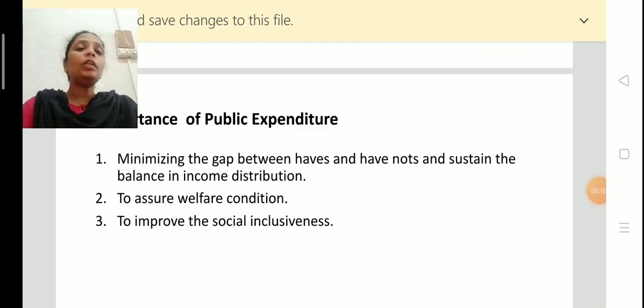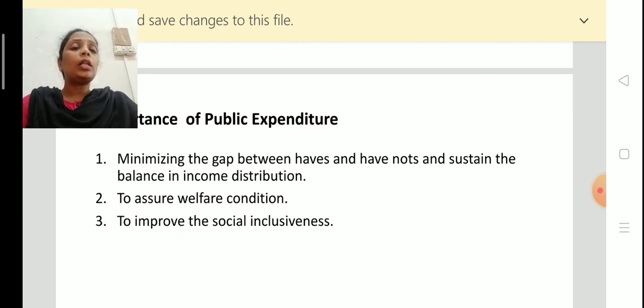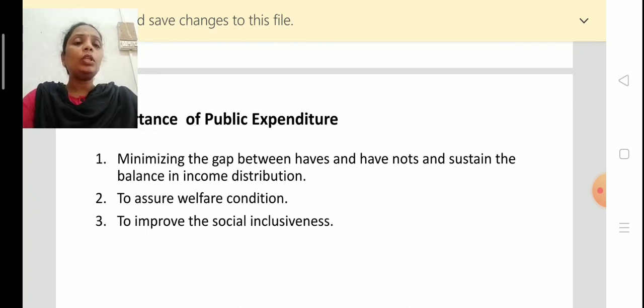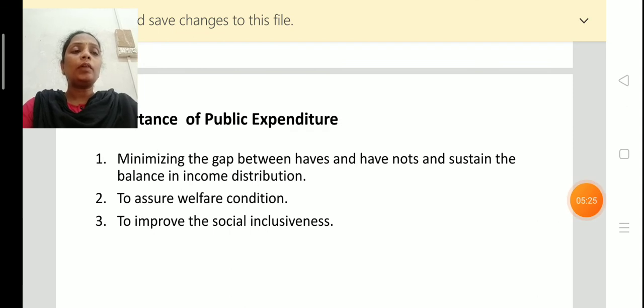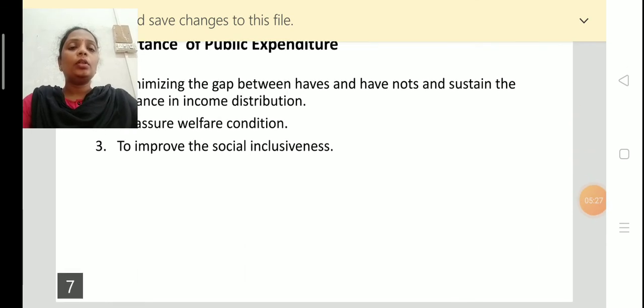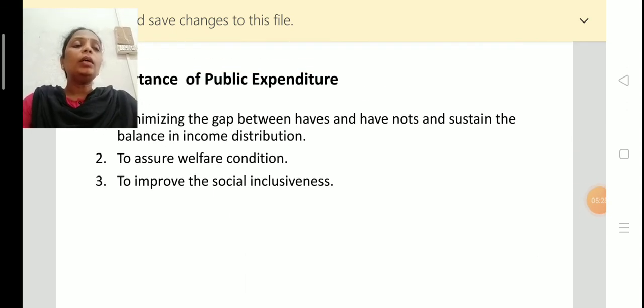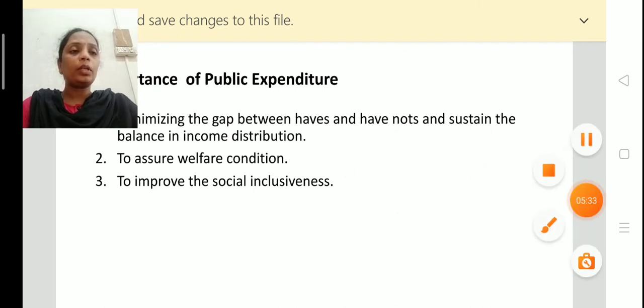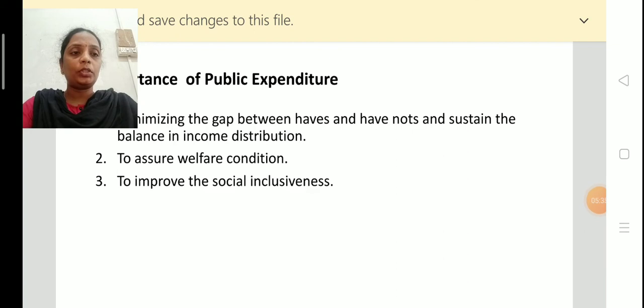The second one is to assure welfare conditions, which is also one of the importance of public expenditure. And the third one is to improve social inclusiveness, which is another importance of public expenditure. So this is the scope and importance of public expenditure.